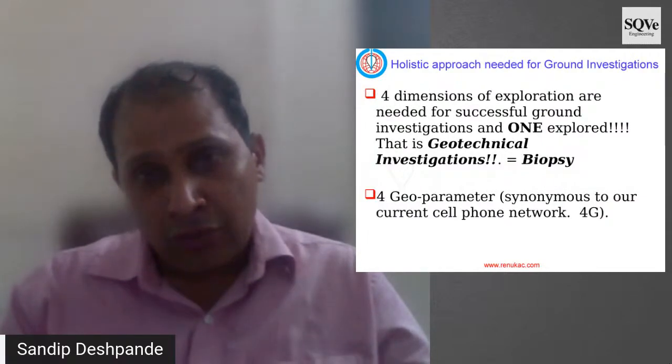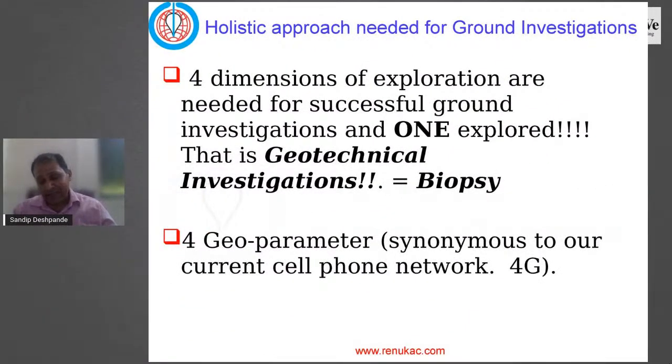So coming to the investigations, I'm changing from geotechnical to ground investigation. As per my analogy, my understanding, the investigations need to be done as ground investigations, and these have 4 dimensions. And we are just exploring one dimension, that is geotechnical investigations, and I equate it to a biopsy. The other 3 parameters, I call them geoparameters. They are synonymous to our telephone networks, what we call 4G, are least concerned or least connected.